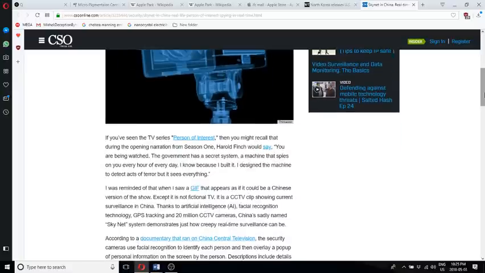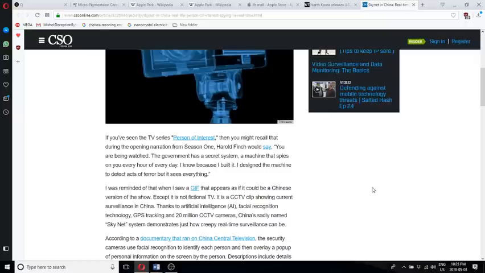If you've seen the TV series Person of Interest, then you might recall during the open narration from season 1, Harold Finch would say, "You are being watched. The government has a secret system, a machine that spies on you every hour of every day. I know because I built it. I designed the machine to detect acts of terror, but it sees everything." I was reminded of that when I saw a GIF that appeared as if it could be a Chinese version of the show, except it is not fictional TV. It is a CCTV clip showing current surveillance in China.